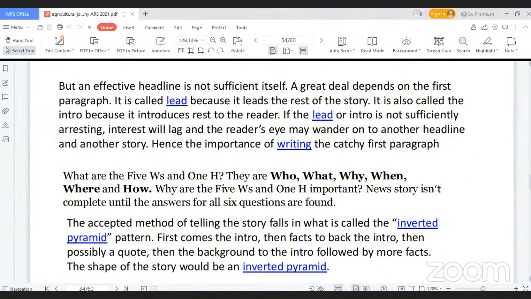It is called lead, as a colloquial. It is called lead because it leads the rest of the story. It is also called the intro because it introduces the rest to the reader. If the lead or intro is not sufficiently arresting, interest will lack, and the reader's eye may wander to other headlines.